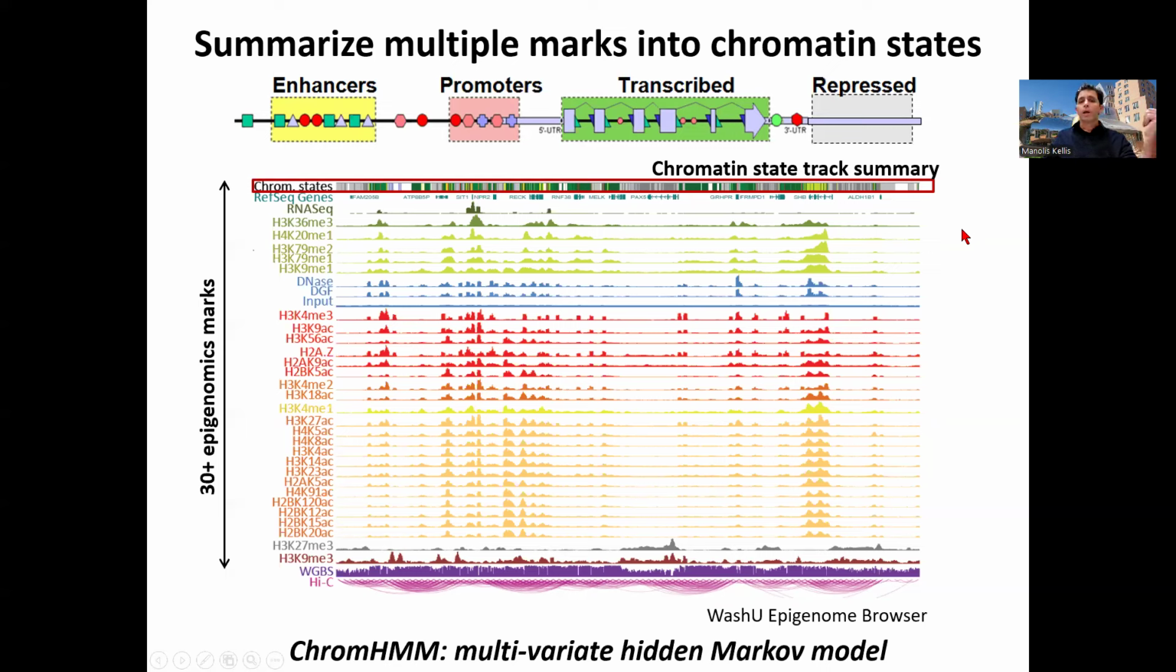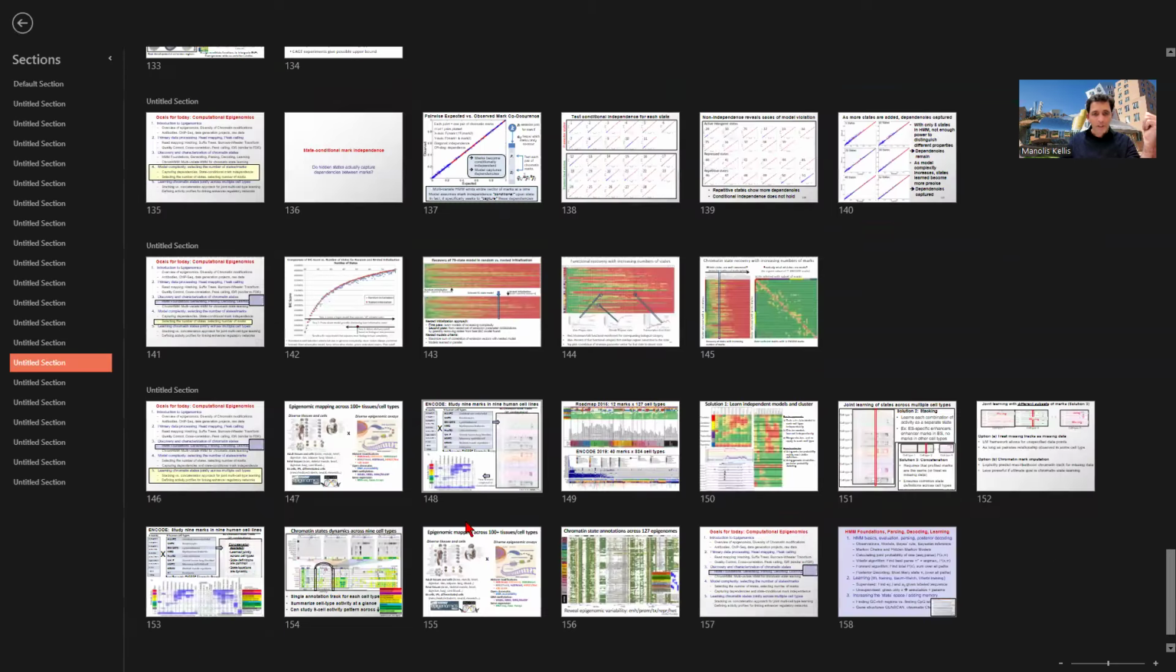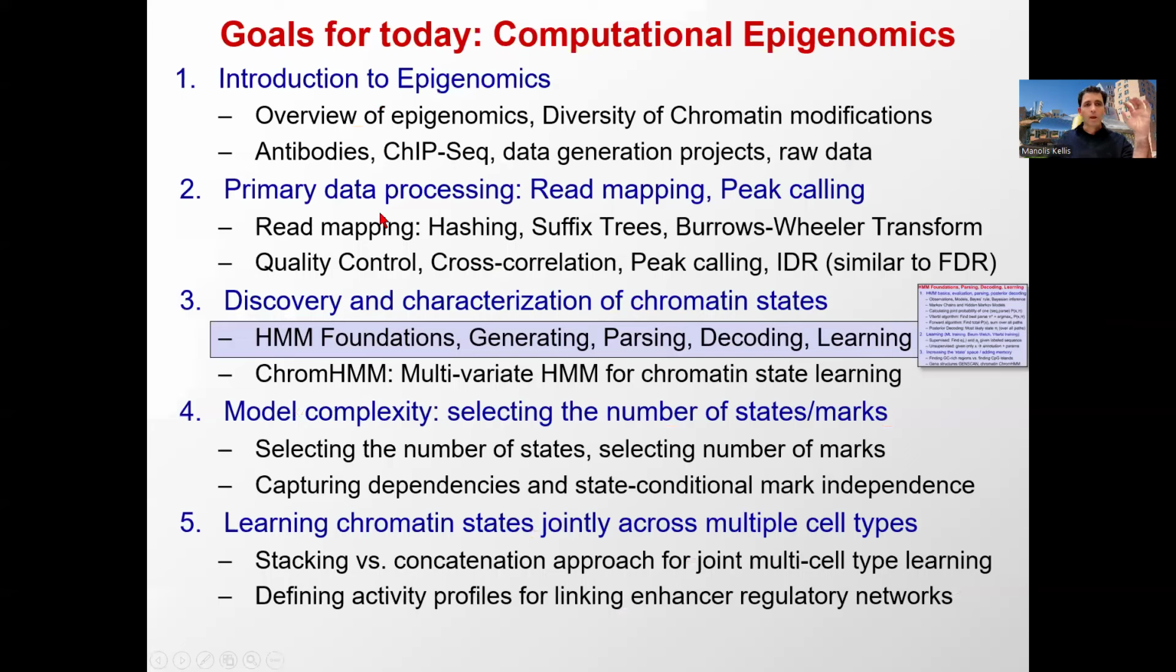Awesome. So what have we seen in today's lecture? We basically saw the foundations of epigenomics. We saw about primary data processing, about mapping of reads using the Burrows-Wheeler transform. We looked at various ways of doing quality control and peak calling. And we looked at some foundations of hidden Markov models for generating sequences and for parsing sequences and for decoding sequences. We haven't yet looked about how do we learn the parameters of a hidden Markov model. And we still need to talk a little bit about model complexity, learning chromatin states, etc.